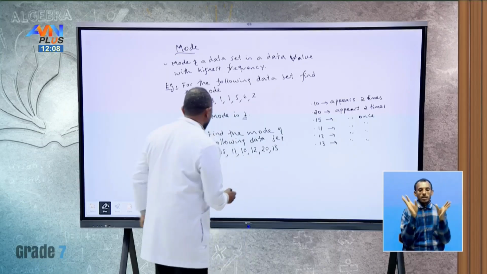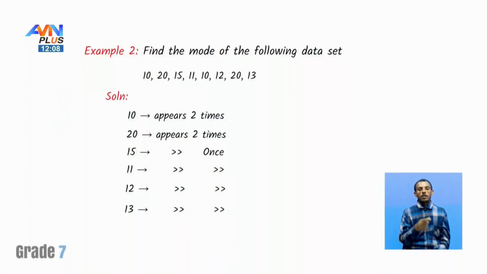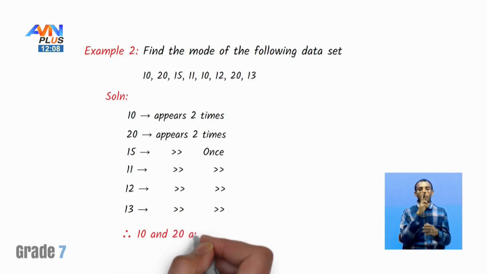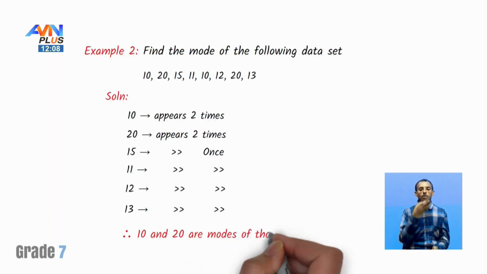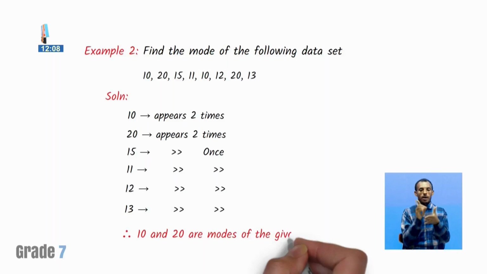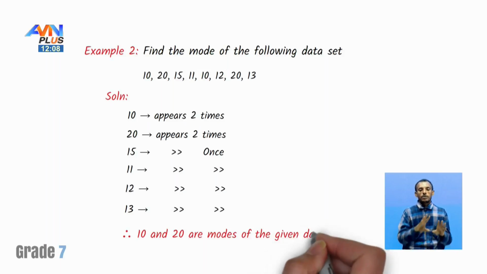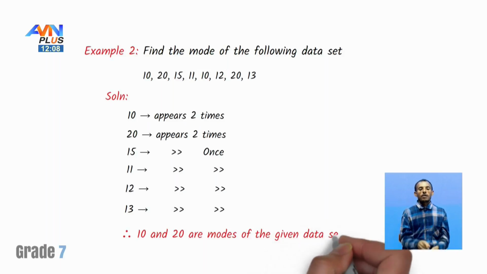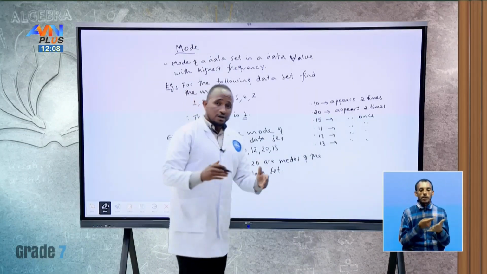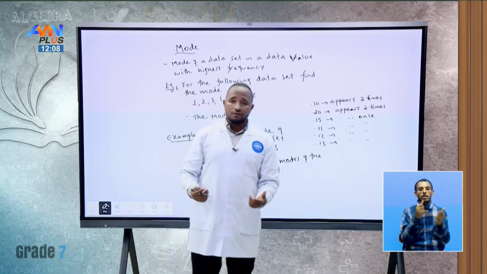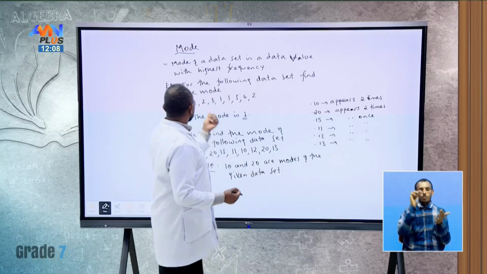Therefore, here, 10 and 20 are modes of the given data set. A given data set may have one mode, for example 1.